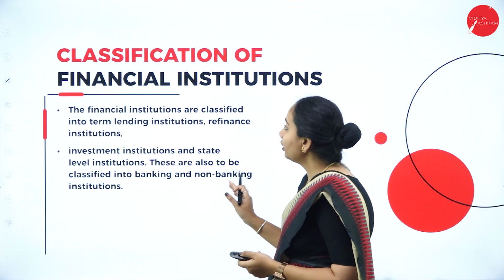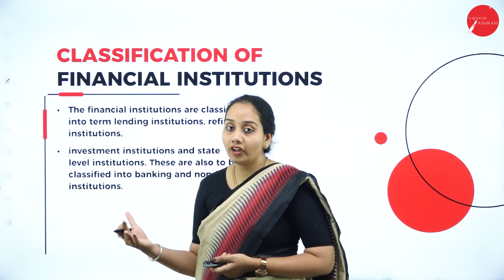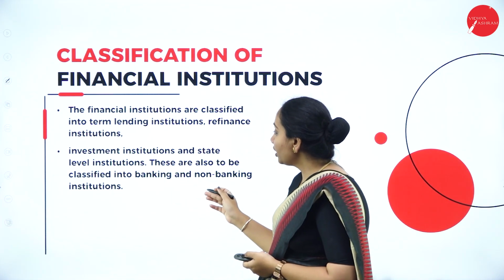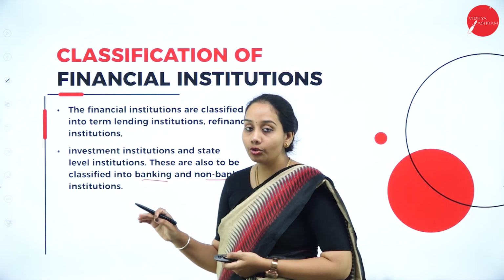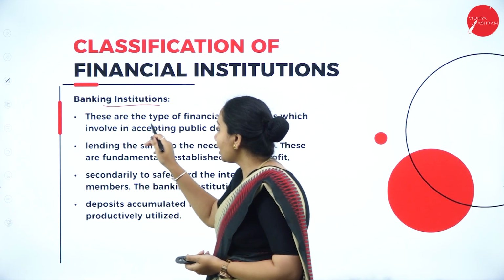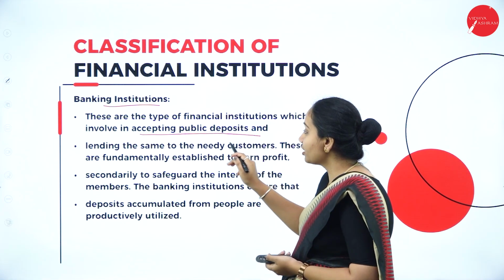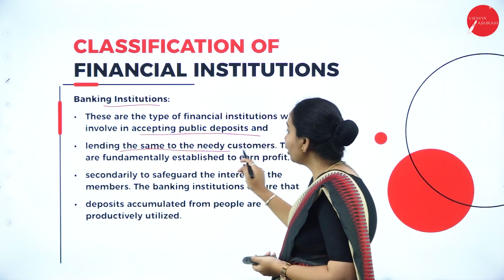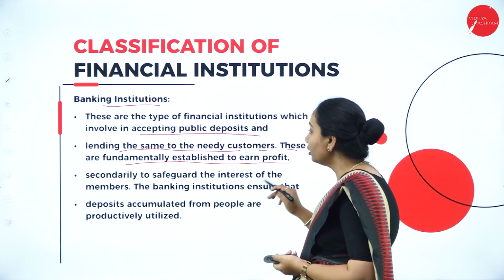Next is the classification of financial institutions. What are the classifications that we have? They are usually classified into banking and non-banking institutions. We'll see what those are. Banking institutions are the type of financial institutions which accept public deposits and lend the same to needy customers. These are fundamentally established to earn profit.